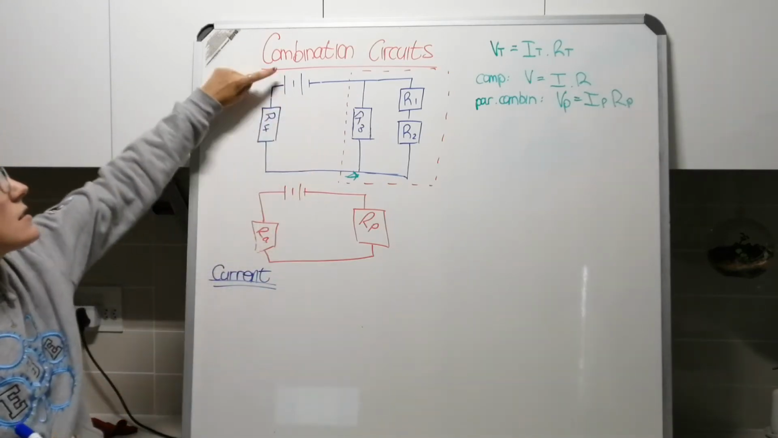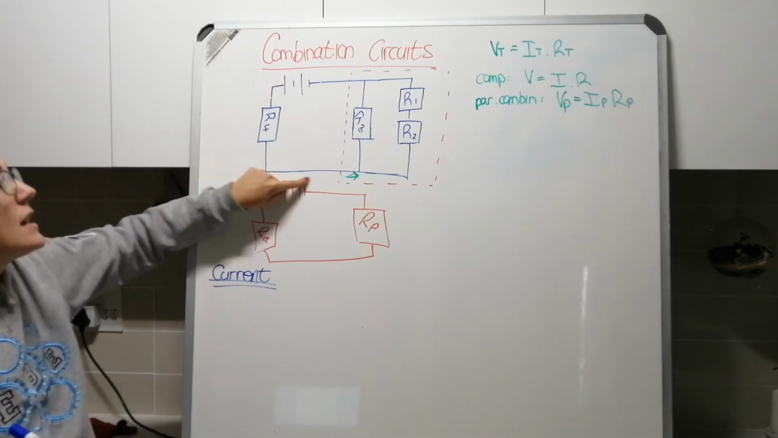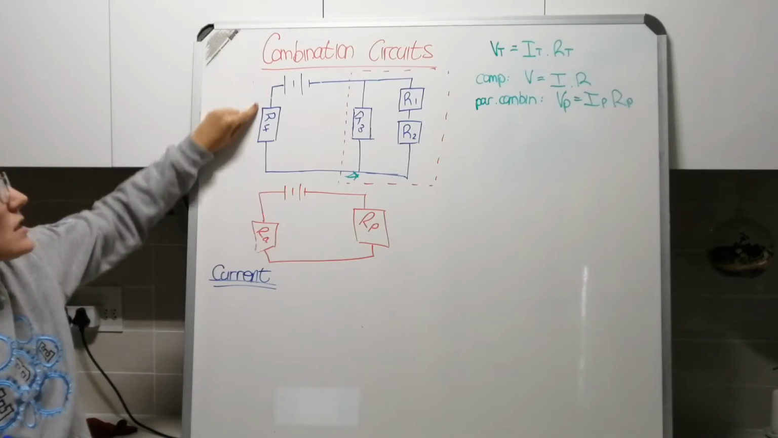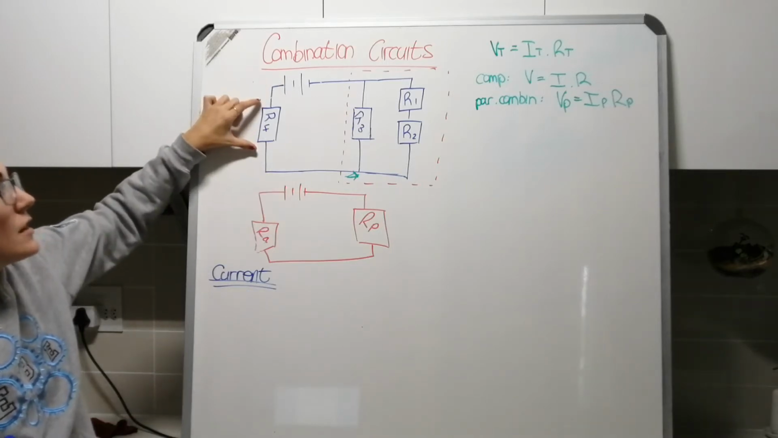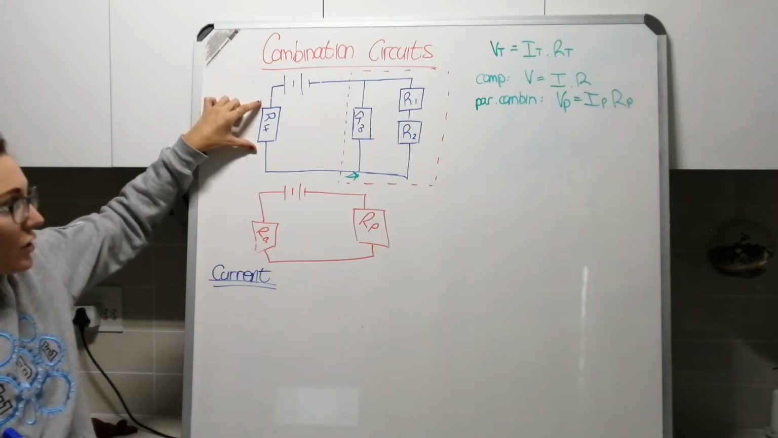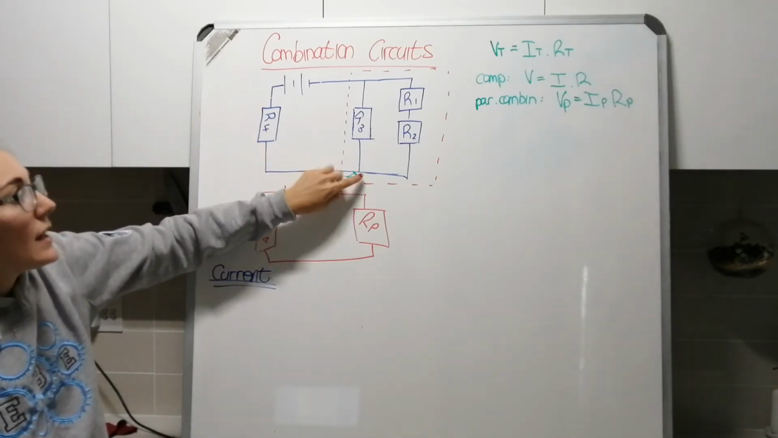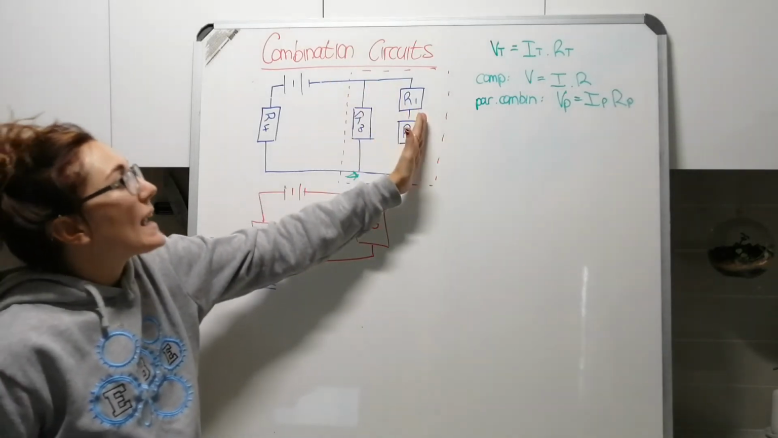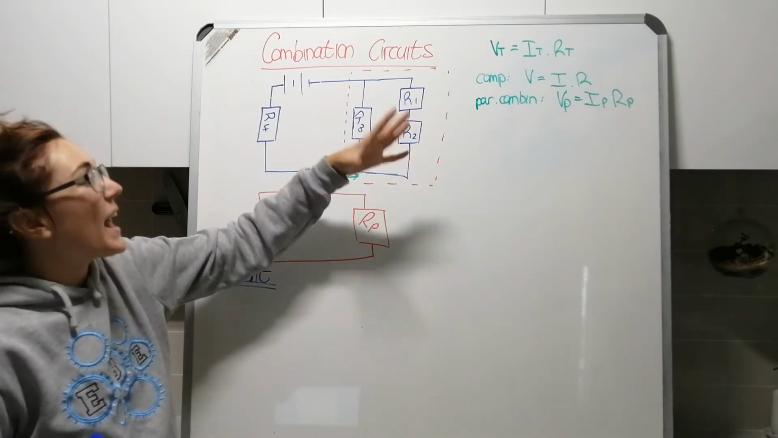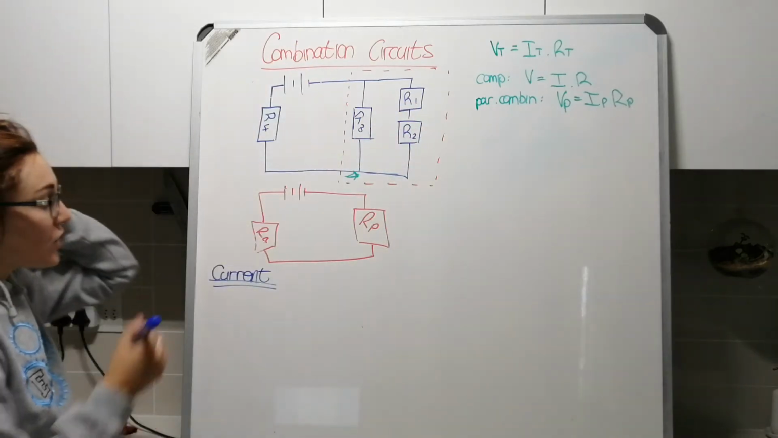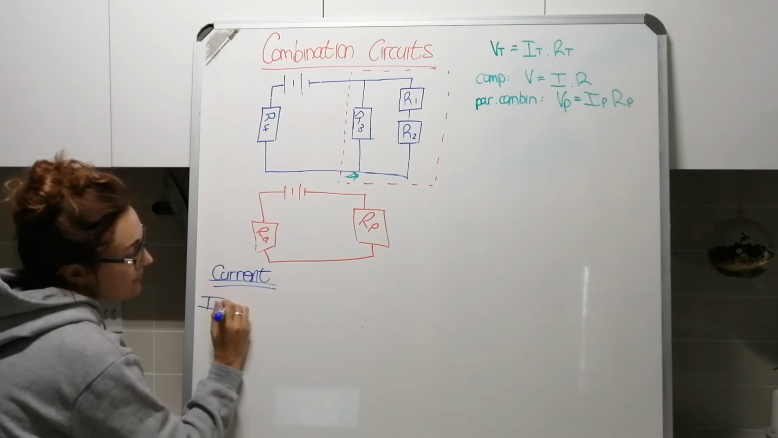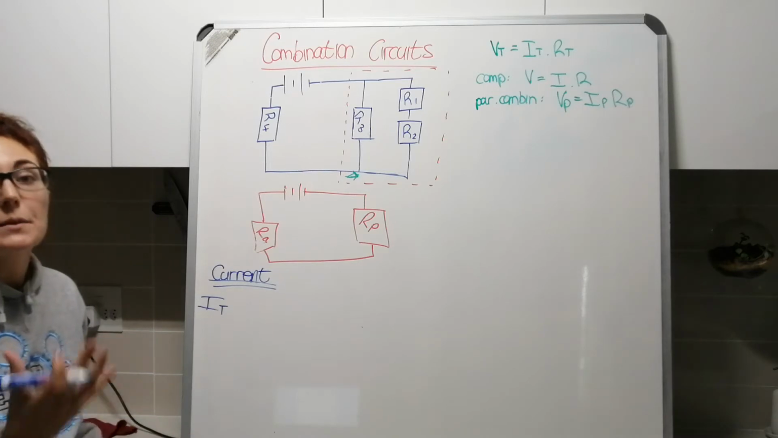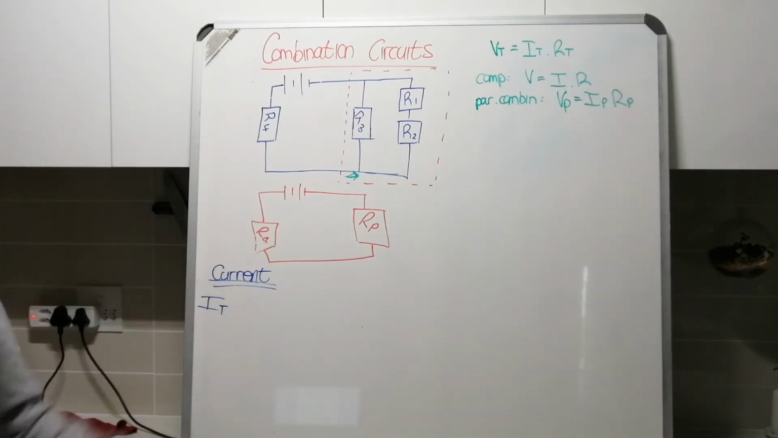So in the series sections of the circuit, my current is the same as it is in the battery. So the total current is equal to the current through the series components in this circuit. But then as soon as I get to this parallel section, my current is going to split. And then the current in this branch plus the current in that branch will add up to my total current. In general, every time we say total, we just mean what's going through the battery, because the battery tells us about the whole circuit.